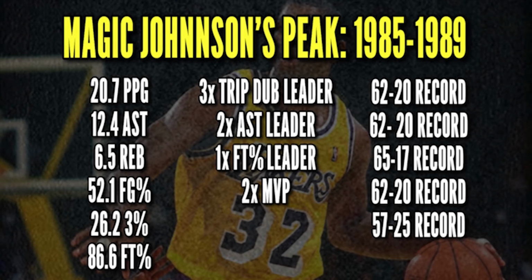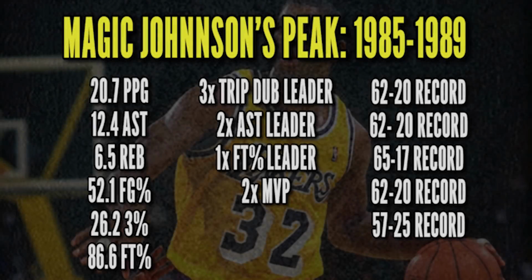At number 10, I have Magic Johnson, the greatest point guard in NBA history, and Magic's peak was from 1985 till 1989, and you can see how good he was at his peak, averaging 20.7 points per game, 12.4 assists, 6.5 boards on 52, 26, and 86 splits. And during this time, Magic was one of, if not the best player in the NBA.